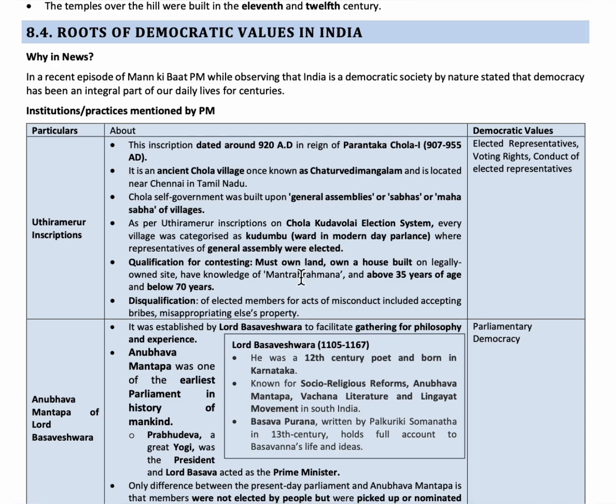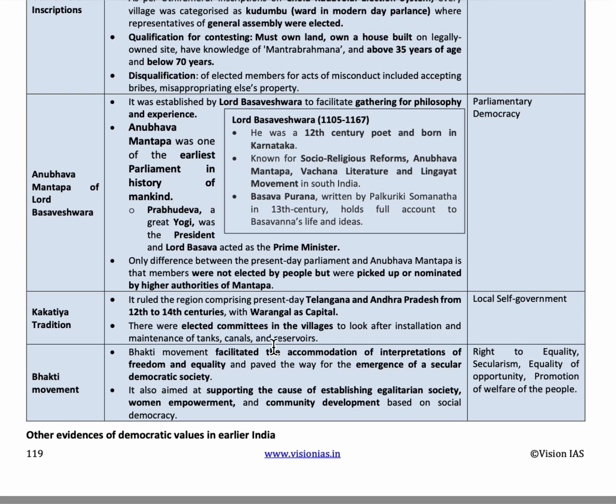Next is the Anubhava Mantapa of Lord Basaveshwara. It is one of the earliest parliaments in the history of mankind. Here, the parliament members are picked or nominated by the higher authorities, so it is like a form of parliamentary democracy. In this, Prabhudeva, who is a great yogi, was the president, and Lord Basava, who is a famous social and religious reformer, wrote Vachana literature and is the main person in the Lingayat movement. He is the prime minister.